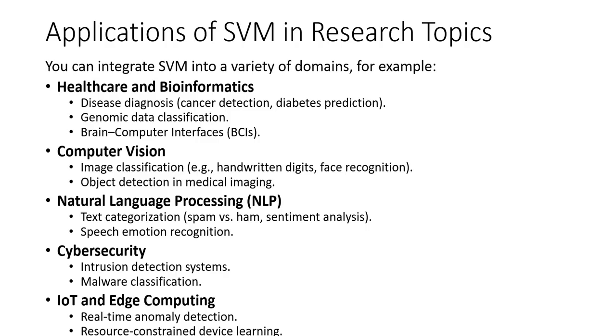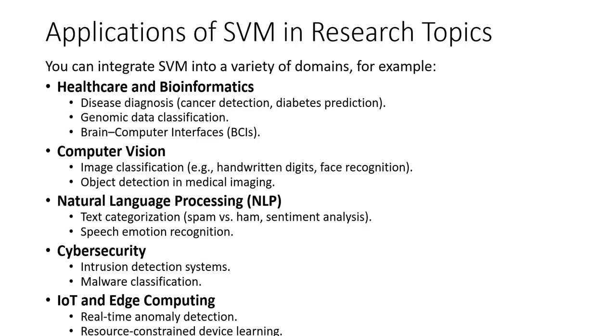So what have we learned from today's discussion? SVM is much more than a theoretical machine learning algorithm. It can be applied to a wide range of research problems. In healthcare and bioinformatics, SVM can support disease prediction, genomic classification, and brain-computer interfaces. In computer vision, it can be used for image classification, face recognition, and medical image analysis.